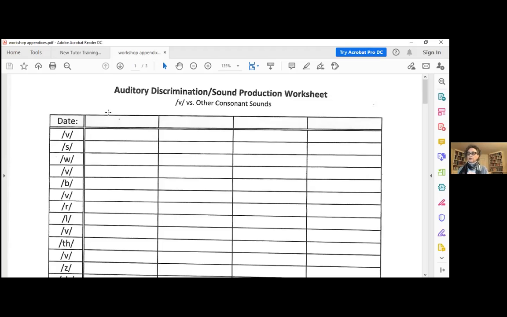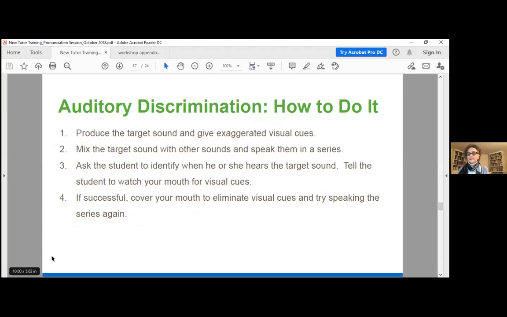All right, so are you guys ready? I'm going to say a sound. If you hear the sound of V, raise your hand. If you don't, don't. And I'll give you a hint. Watch my mouth, because that will help you. If you see my teeth on my lip, that's going to help you know it's the correct sound. Okay, everybody ready? Oops. I took it away so that they can't cheat. Oh, that's right. Okay. That's okay.